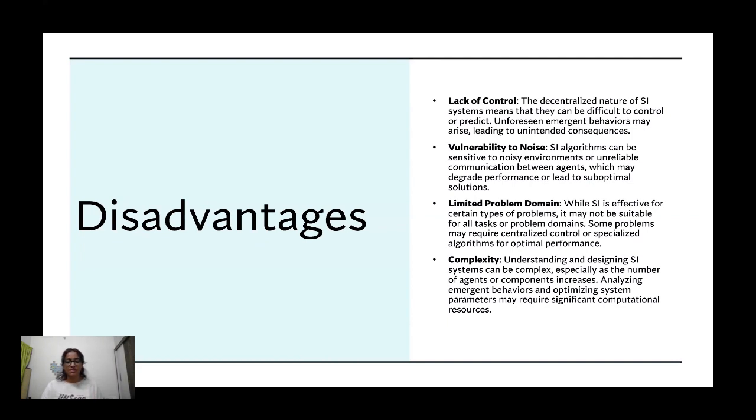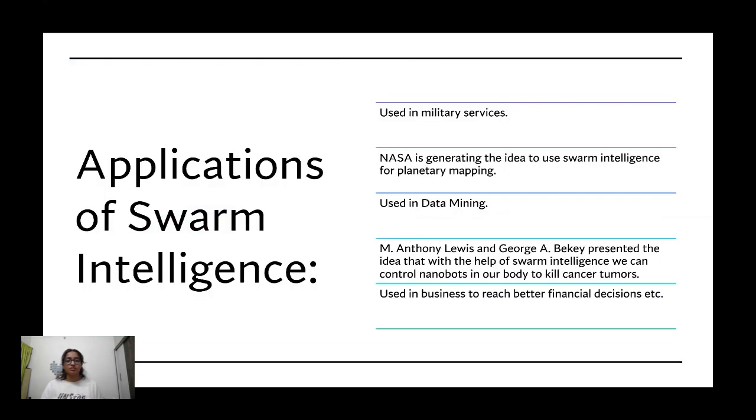When it comes to complexity, the last of the disadvantages, understanding and designing SI systems can be very complex, especially as the number of agents or components increases. Analyzing emergent behavior and optimizing system parameters may require significant computational resources.